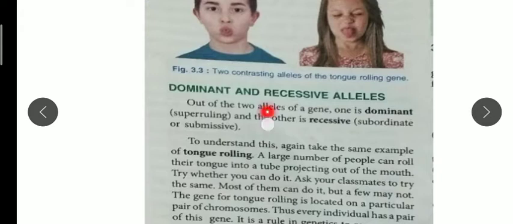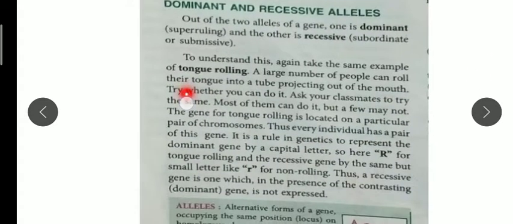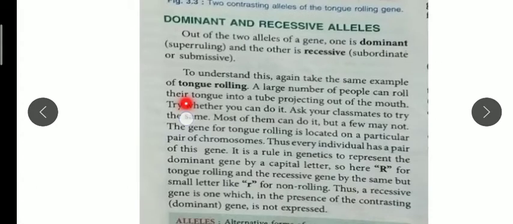So out of these alleles of a gene, one gene is dominant, which supersedes the other gene, and the other gene is the recessive, which does not show its character when the dominant is present. So one gene is dominant and the other gene is recessive. They are called alternate pairs of alleles. So one example is given to understand these recessive and dominant alleles.